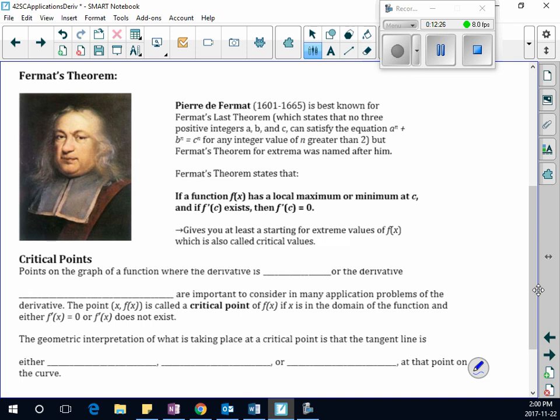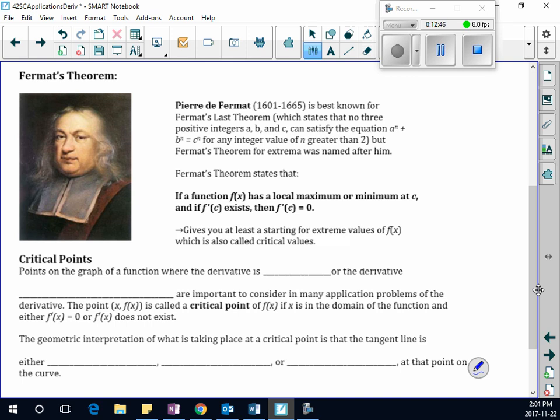So he's best known for Fermat's last theorem, which states that there are no three positive integers a, b, and c that can satisfy a to the power n plus b to the power n equals c to the power n. So if you ever have a trivia, you'll know this is Fermat's last theorem.